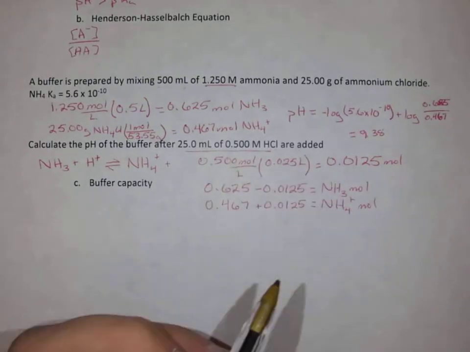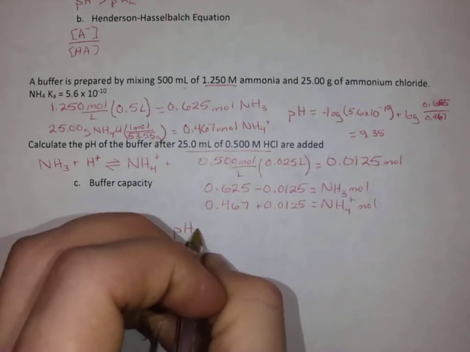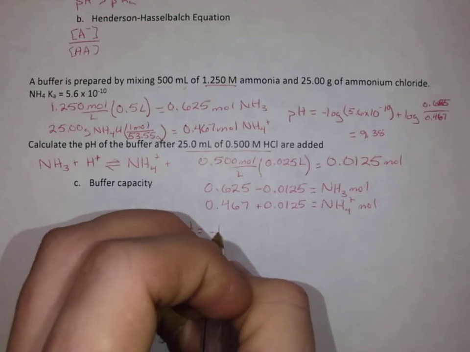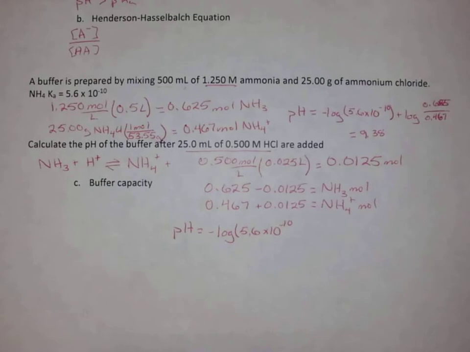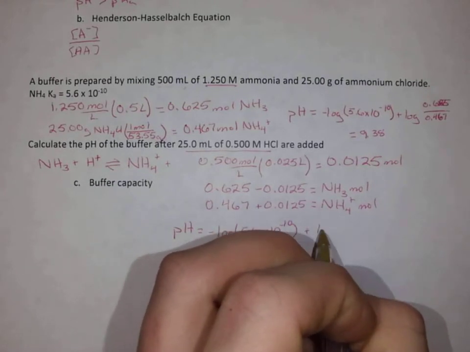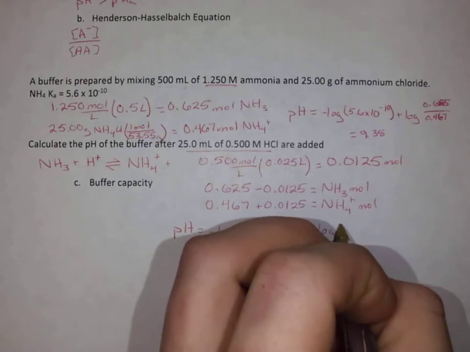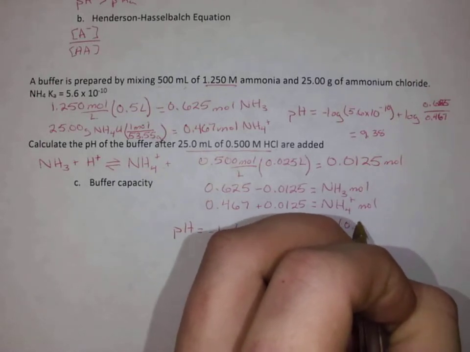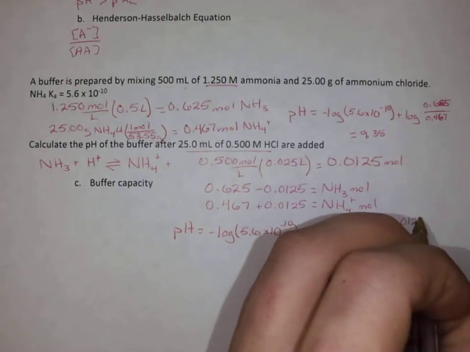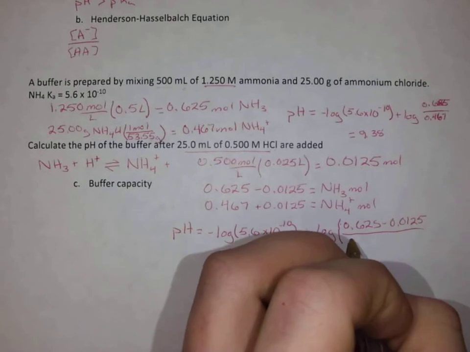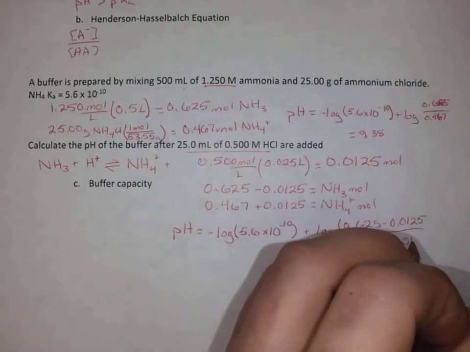Okay, so now we can plug in to our Henderson-Hasselbalch equation again. pH equals pKa, negative log of 5.6 times 10 to the minus 10th, plus log of A minus, which would be 0.625 minus 0.0125 over 0.467 plus 0.0125.